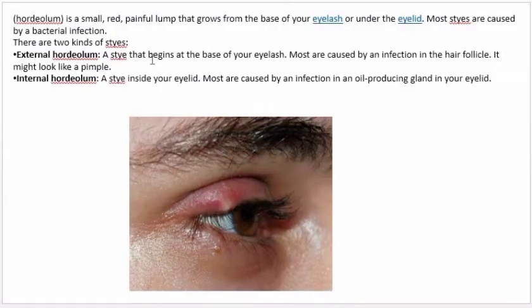External hordeolum is a stye that begins at the base of the eyelash. Most are caused by infection in the hair follicle. It might look like a pimple. Internal hordeolum is a stye inside your eyelid. Most are caused by infection in an oil producing gland in your eyelid.